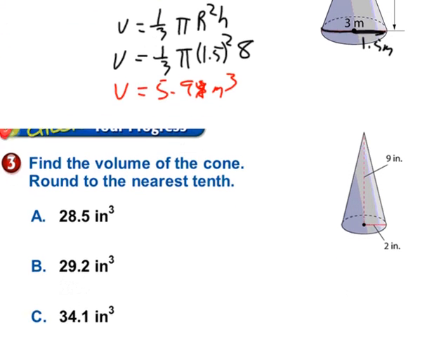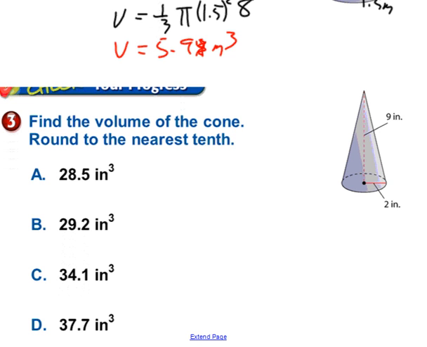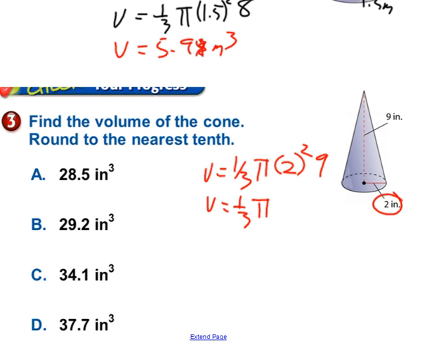All right, looking at the next problem here. It says find the volume of the cone. Round to the nearest tenth. This time they give me the radius. So I'm going to say that the volume is equal to 1/3 pi times 2 squared times 9. So V is equal to 1/3 times pi times 4 times 9. I'm going to do a little simplification. 1/3 of 9 is 3. So V is equal to pi times 4 times 3.